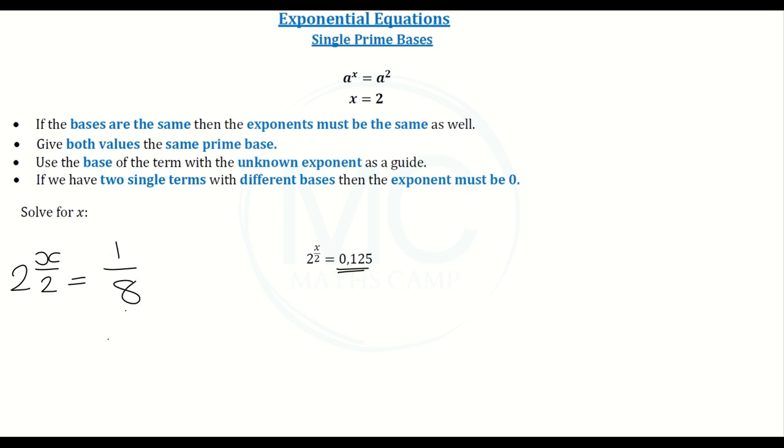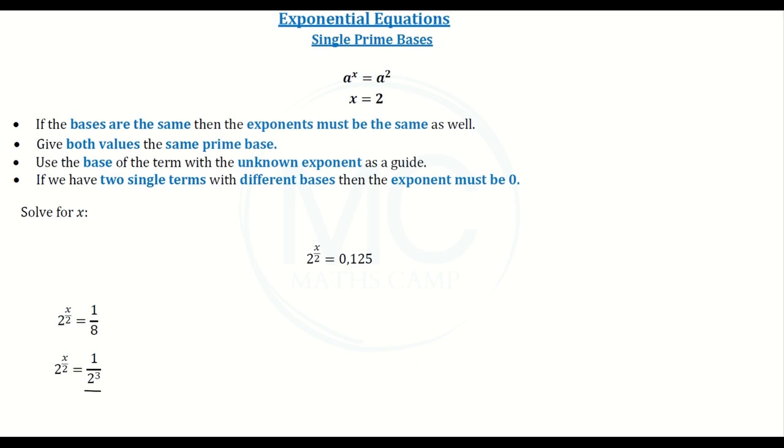Now we need to change 1 over 8 into a prime base. So on the left, we have 2 with an exponent of x over 2. From our experience with exponents, we know that 8 can be written as 2 to the power of 3. We have 1 over 8, so we can say 1 over 2 to the power of 3. But we don't want fractions. Fractions make things a lot more difficult.